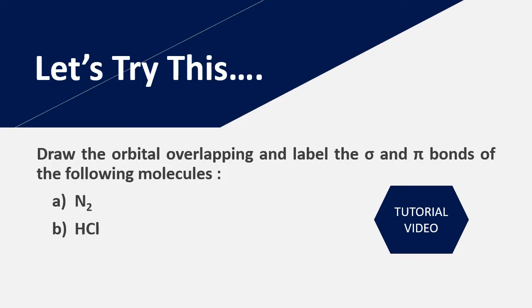Now, you can try to answer these questions. Draw the orbital overlapping and label the sigma and pi bonds of the following molecules. You can check your answer in the tutorial video.